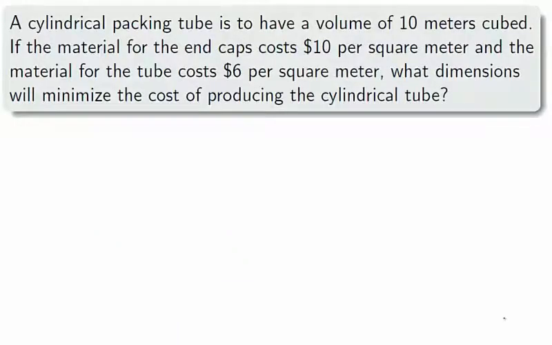Let's take a second example. A cylindrical packing tube is to have a volume of 10 meters cubed. If the material for the end caps costs $10 per square meter and the material for the tube costs $6 per square meter, what dimensions will minimize the cost of producing the cylindrical tube?